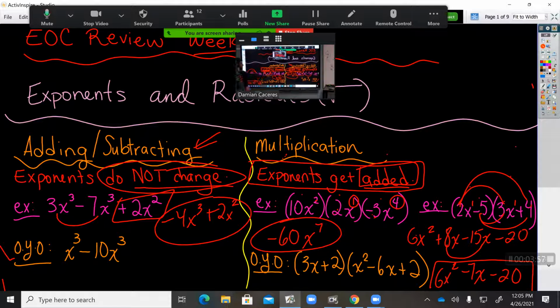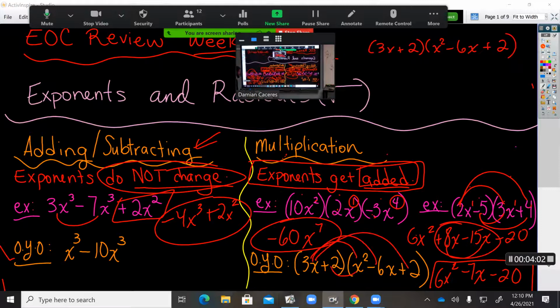Now, I want you to try the two orange questions on your own. Go ahead and try it. Please pay attention. I'm going to review both examples. On the first one, make sure that you write the coefficient. The coefficient next to the first x to the third is a 1. Because those are the same variable and the same exponent, they're like terms. They can be put together. So 1 minus 10 is negative 9, and x to the third does not change. So negative 9x to the third.